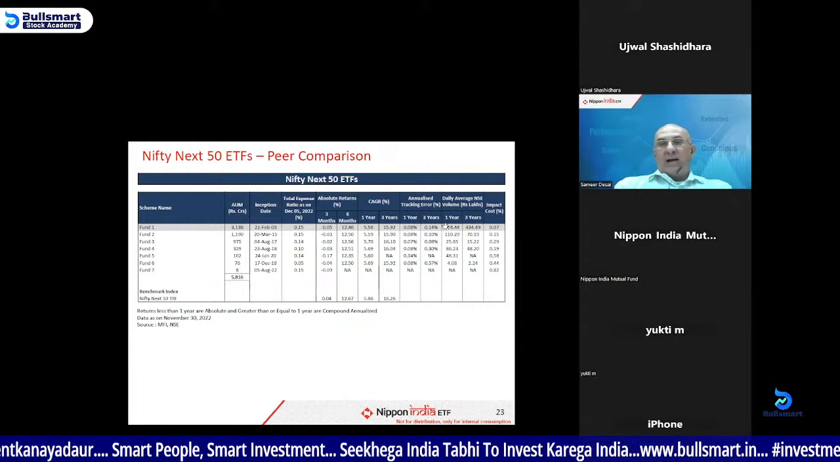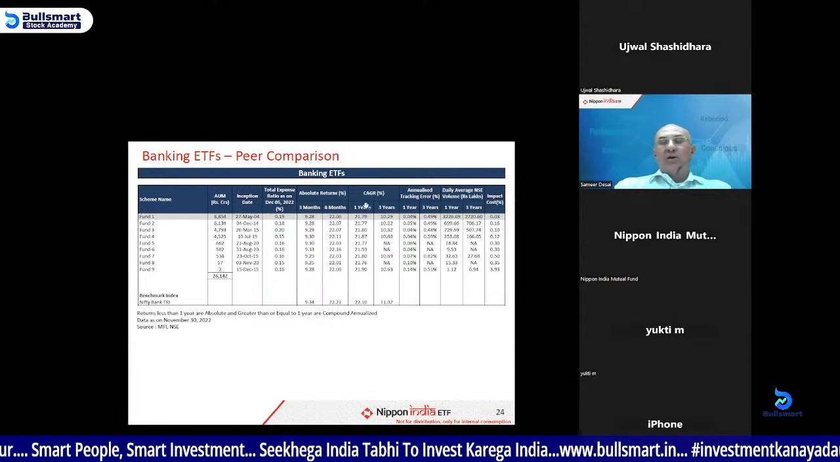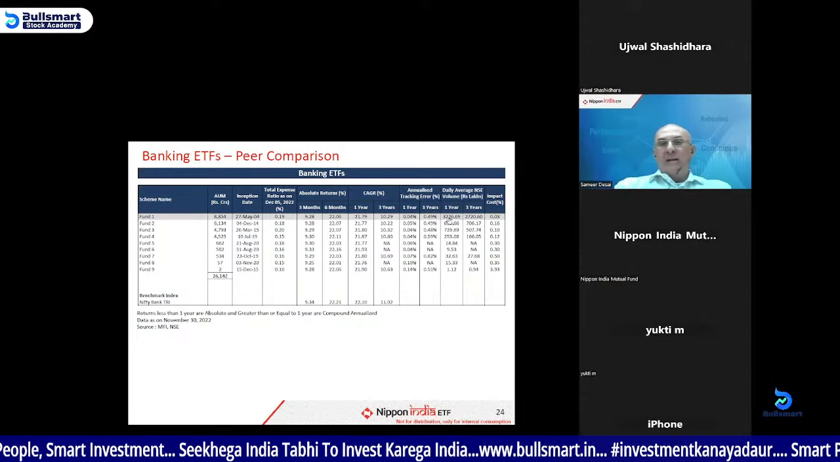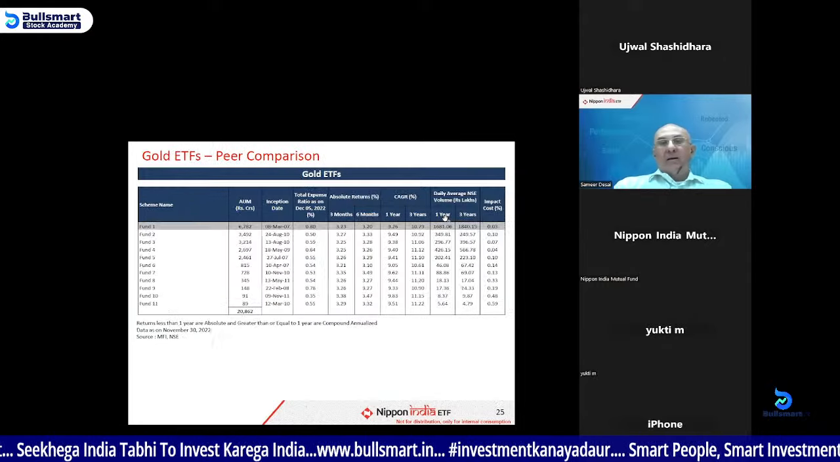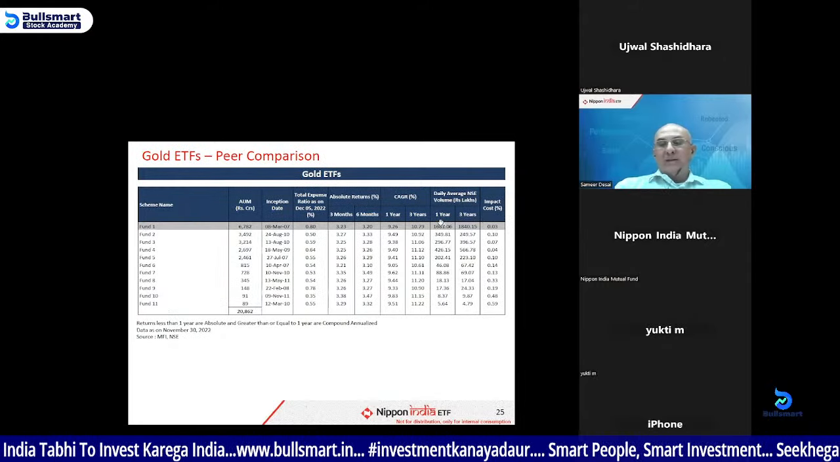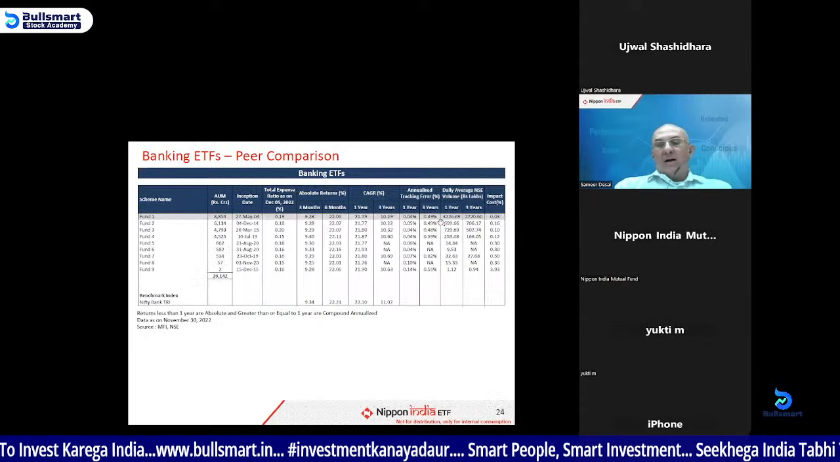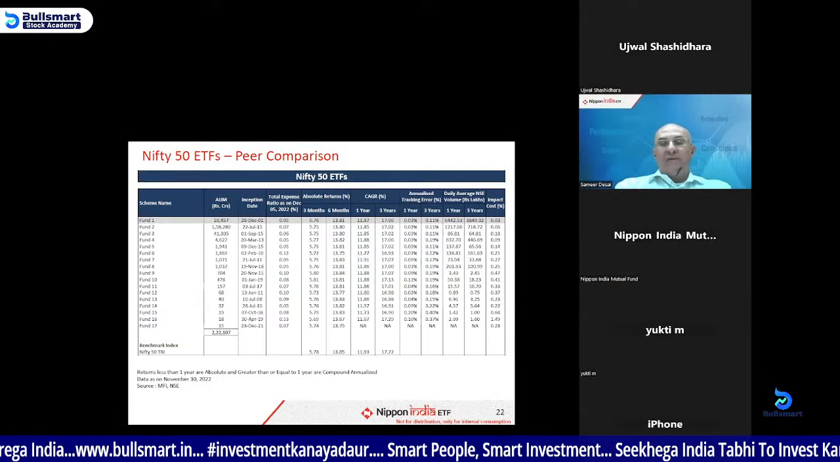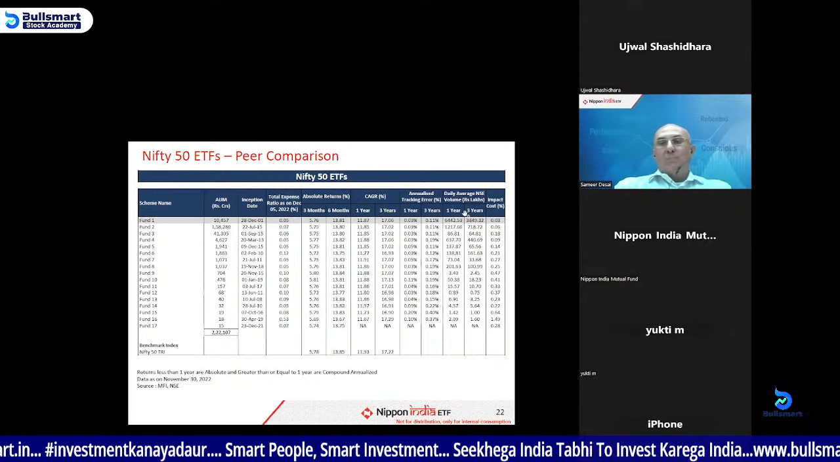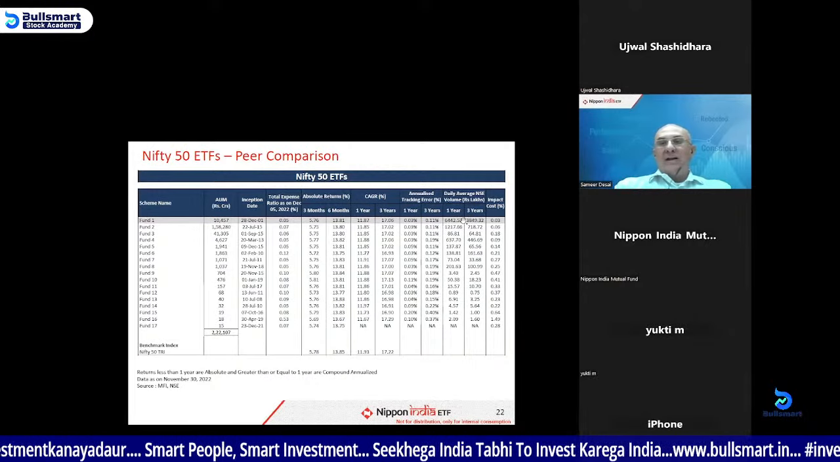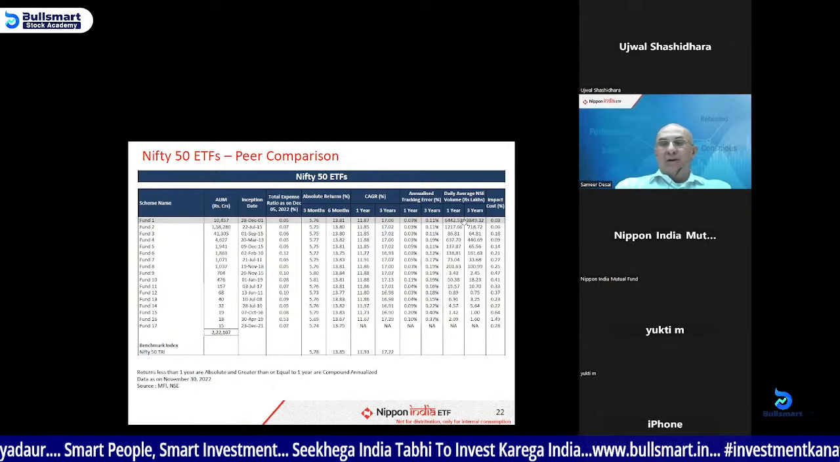So I can show this for the bank category of ETFs. Again, the same kind of numbers. Daily average volume is critical. Gold ETFs, again, the same thing. So basically, when you select an ETF, the total cost structure is your expense ratio, tracking error, and most important, the daily average volume. The ETF has to be liquid.